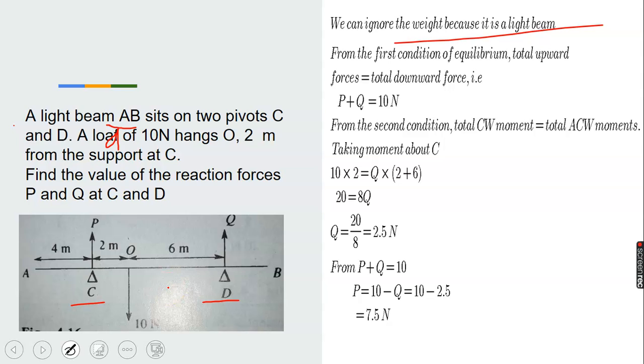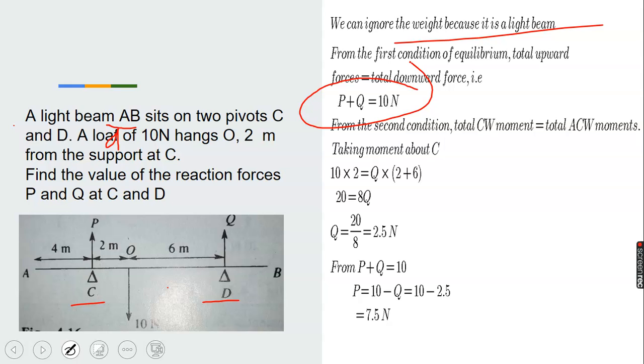This diagram here, look at it here. It has been drawn already. You have to just bring out the distance. Now, if you take the moment about any point, the first thing to do is use the second condition to get the upward forces equal to the downward forces. That is, the sum of upward forces equals the sum of downward forces.